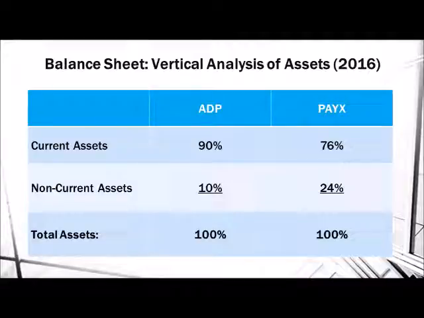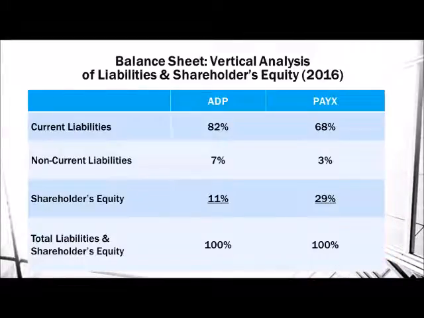It is also notable that 90% is attributed to current assets in relation to ADP's total assets, which means that ADP's assets have a higher liquidity compared to Paychex, with its current assets at just 76% of its total assets. In regards to vertical analysis of the liabilities and shareholders' equity, ADP's current and long-term liabilities are higher than Paychex.